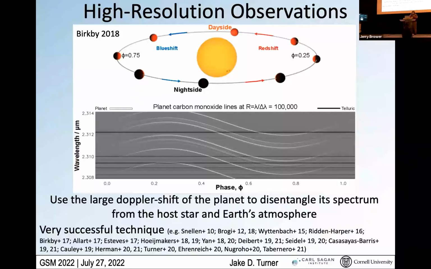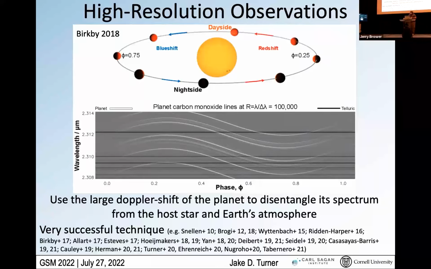So Megan helped introduce this a lot to you, so this is going to be a review. Essentially, as the planet orbits around the star, as you can see here, if you look at the phase versus the wavelength, you can see that if there's something in its atmosphere, such as CO, the wavelength changes based off where in the orbit the planet is at, because the radial velocity is changing. And then you can see in this plot here, the telluric lines are basically stationary. So you can use the large Doppler shift of the planet to disentangle the spectrum from the host star and also the Earth's atmosphere.